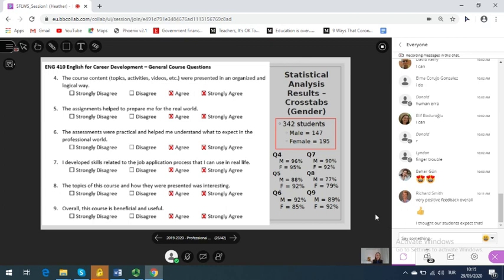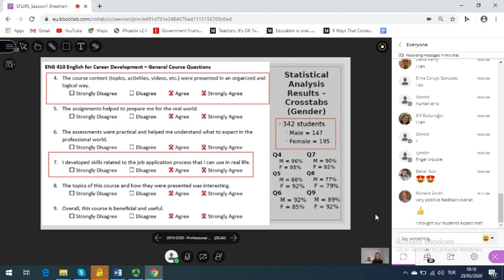So you can see especially question 4, it was logical, right? That one was in the 90s for both of them, as well as question 7, developing skills for real life. And also, if we have a look at question 8, this was the one that scored the lowest, again, being about interesting stuff, so we can't always do things about that. And then overall, did they find the course useful? And you can see we had pretty good turnout there.